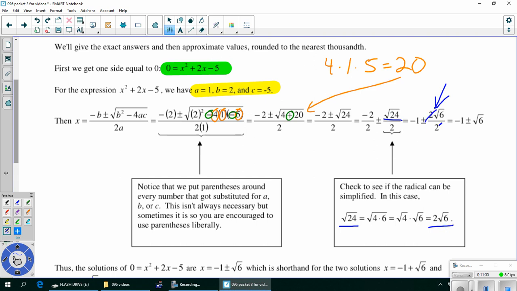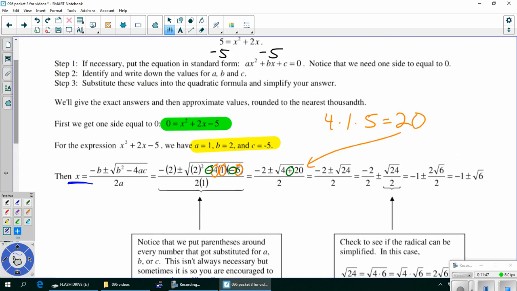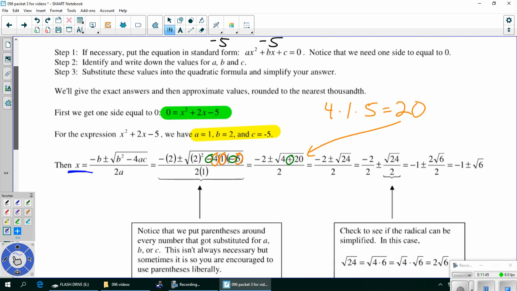And then finally, you can reduce the 2's. In this case, they just plain cancel. So our simplified answer, -1 plus or minus radical 6. Again, these are values of x. Two different values of x. Two solutions to this original equation right there.